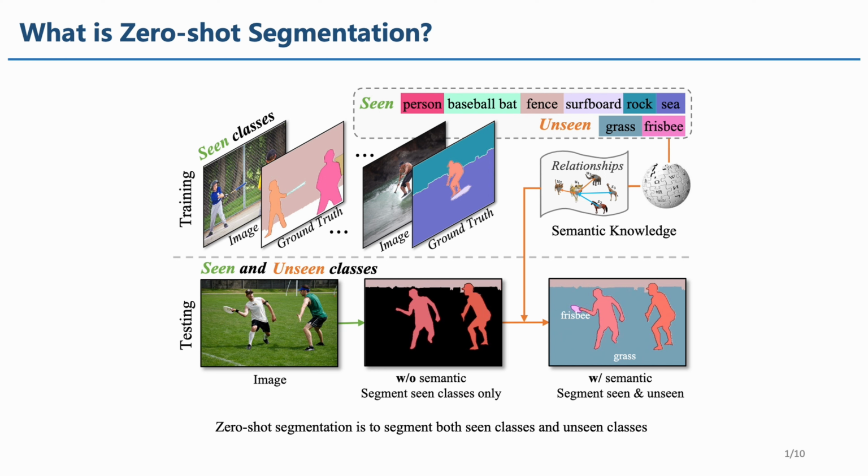First, I introduce what is zero-shot segmentation. Zero-shot segmentation aims to segment not only seen classes that have been seen in the training set but also unseen classes with additional semantic information. As shown in the figure, seen classes contain person, baseball bat, fence and so on that appear in the training set, but unseen classes like frisbee do not appear in the training set, but we need to segment it. As shown in the last row of the figure, conventional methods can segment seen classes only, but with zero-shot methods, we can segment both seen and unseen classes.